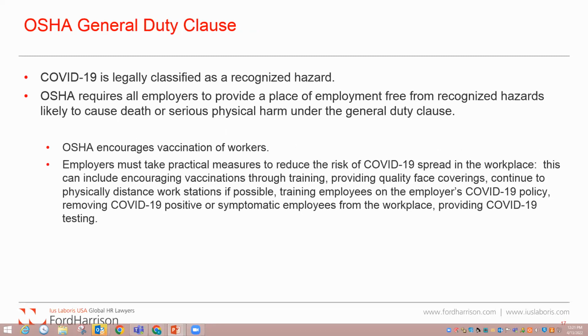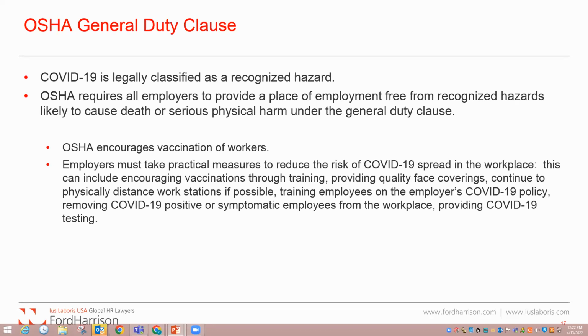So then also, as we all know, we were able to escape the OSHA emergency temporary standard that had to do with the required either vaccination of all employees or the weekly testing. So we did escape all of that through the court system. But under the OSHA general duty clause, OSHA has ramped up investigations recently. The general duty clause essentially is sort of a catch-all that requires employers to provide a place of employment free from recognized hazards that are likely to cause death or injury.